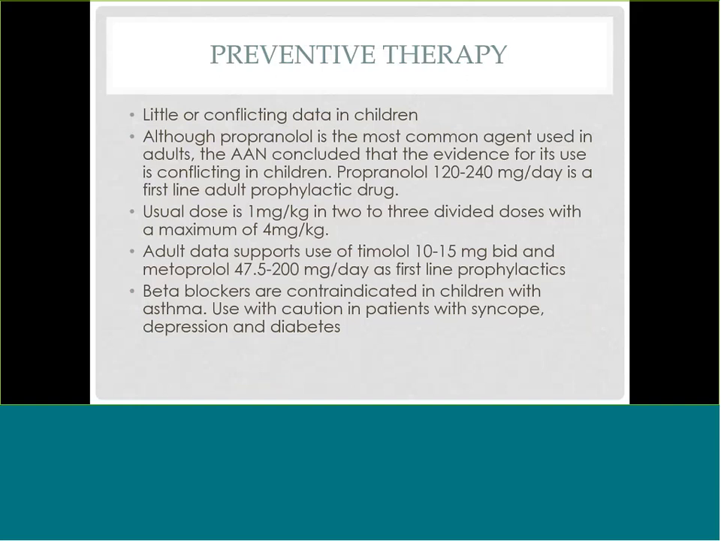So one of the medicines that has traditionally been used is propranolol, and it's the most commonly used medication in adults. This medication was found serendipitously to be useful, had been used in patients who had high blood pressure and also had migraine, and patients who were reporting back that their migraine headaches had decreased in frequency. And then it became common to use propranolol, usually at a dose of 120 to 240 milligrams as a first-line prophylactic medication in adults. If we use it in children, we use it approximately a milligram per kilogram in 2 to 3 divided doses.